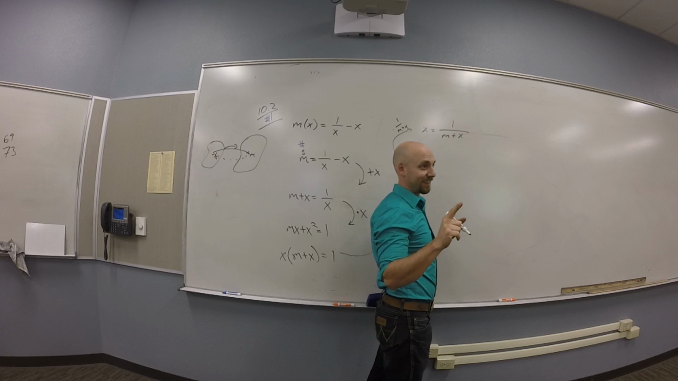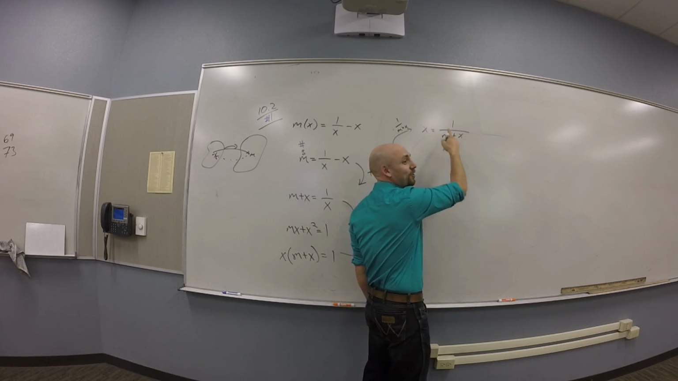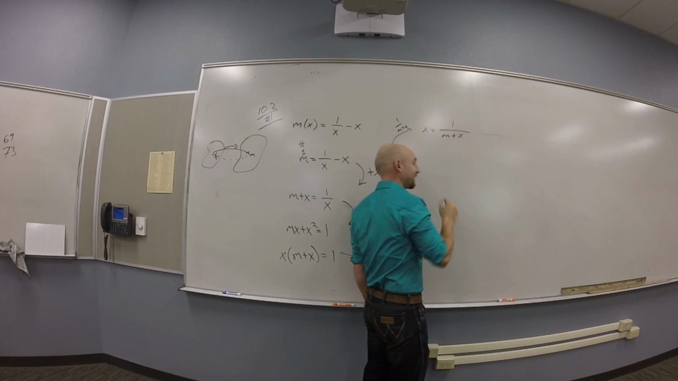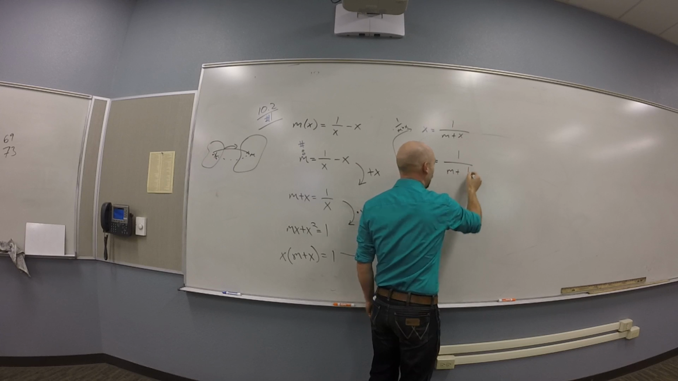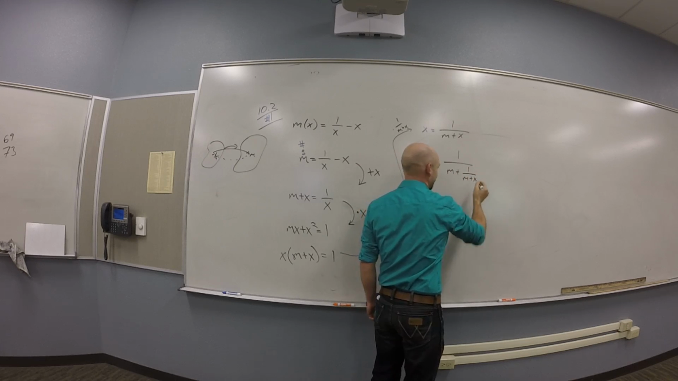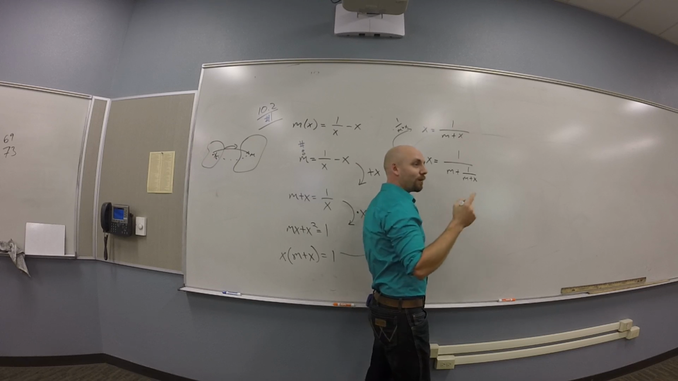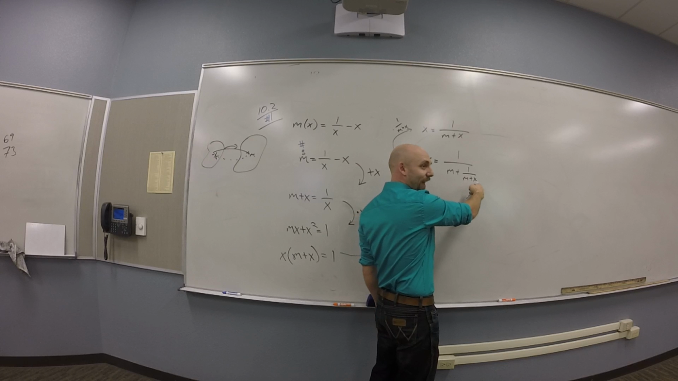You guys see that? I'm going to teach you a crazy trick just because I have the opportunity to. You know what x is. It's that stuff. So you can put this stuff in for x. So you know that x is 1 over m plus 1 over m plus x. You just put that in for that x now.